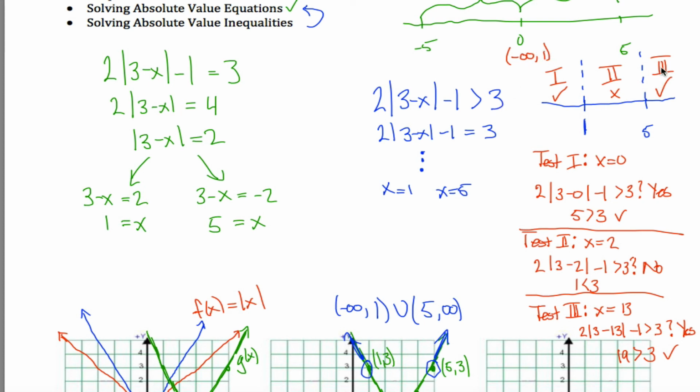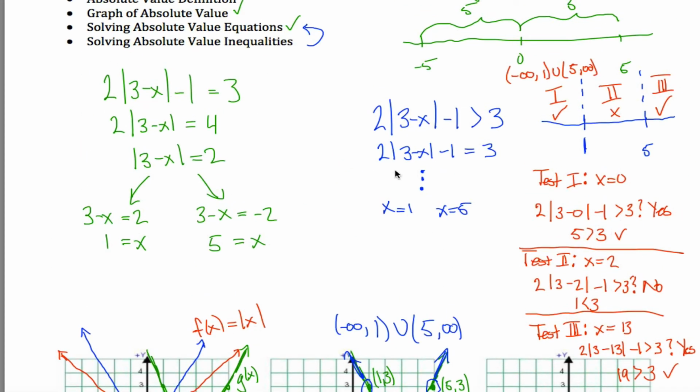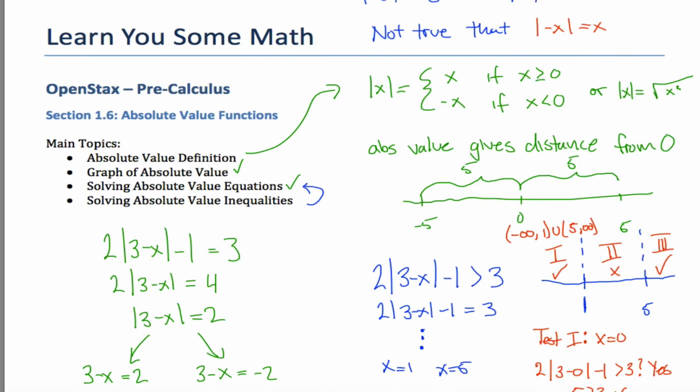This isn't my final answer because I also have to include region 3, which is everything from 5 up to infinity. Again, I don't want to include 5 for the same logic. Note that this right here is the same thing I came up with down here. That's how you can solve absolute value inequalities. That ends the short version of this summary.